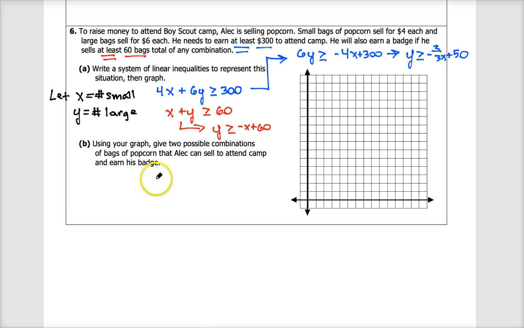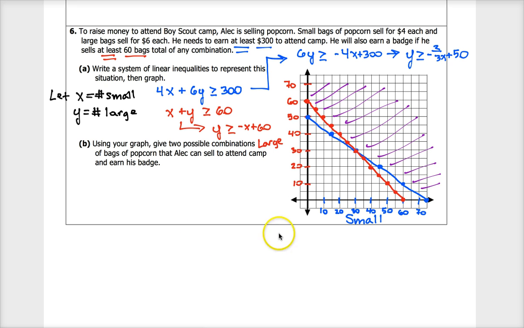What I'm going to do now is pause the video, and I want you to graph this system on this coordinate plane here. Again, we're only using quadrant 1 since we're only concerned with positive values of x and y. Once you have this system graphed and the solution region shaded, press play and check your answers, please.